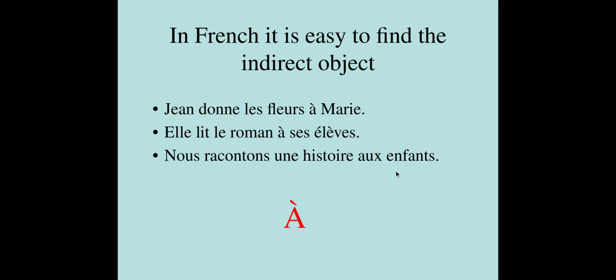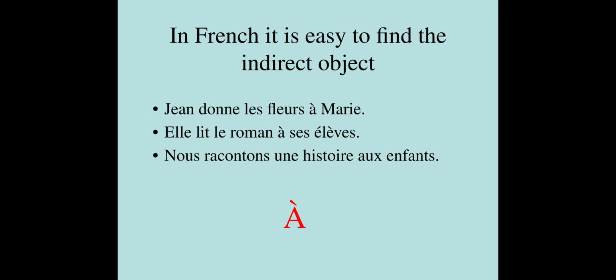If you don't remember the contractions with à from French 1, now is a really good time to brush up on them because it's really helpful in finding the indirect object. I'm also going to give you a little recap right now. So with contractions with à, you first have to take à plus a definite article. And your definite articles are le, la, les, and l'apostrophe.